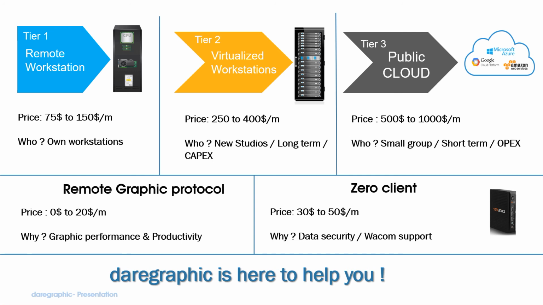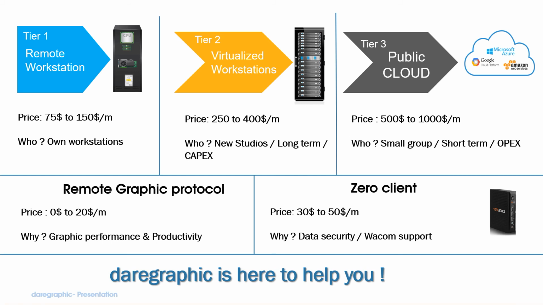The tier two, the virtualized workstation, if you want to build and deploy that yourself, or if you want a third party to do that on your behalf, you will pay between $250 to $400 per month per user for the exact same performance. So going from tier one remote workstation, when we virtualize for the same performance, same capacity, same remote protocol, you're going to pay that kind of price. And this is designed for people who want to deploy that for the long term, for new studios that want to build a brand new facility, and also people who are looking at a capex investment.